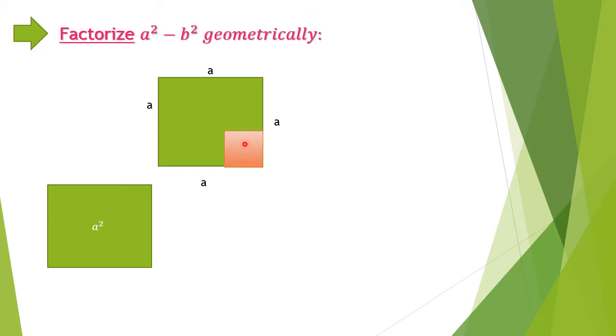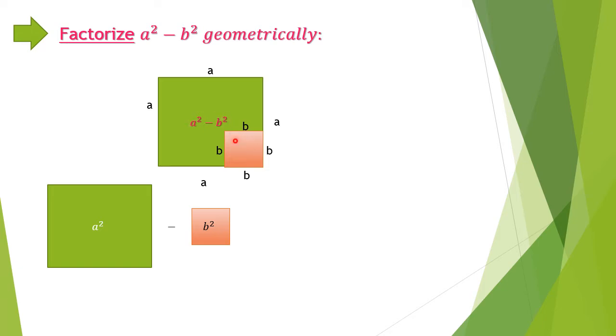So from this square having area a square, let's take out a small area. That's b square. We just cut it and take it out. Now the difference, the remaining part which you can see right here, will be a square minus b square.